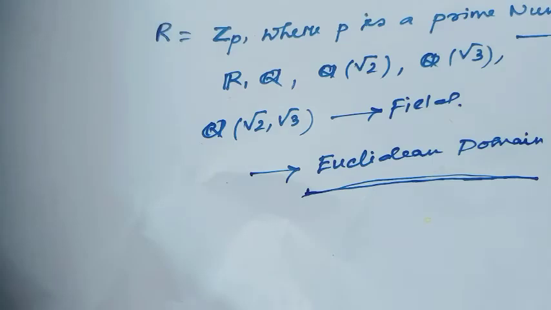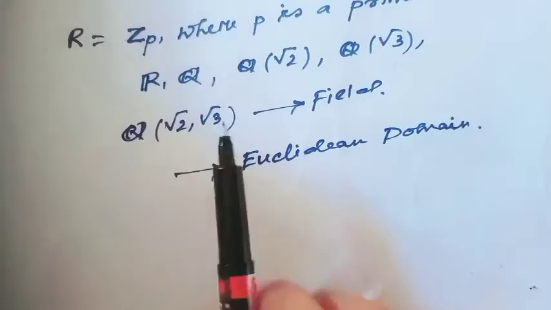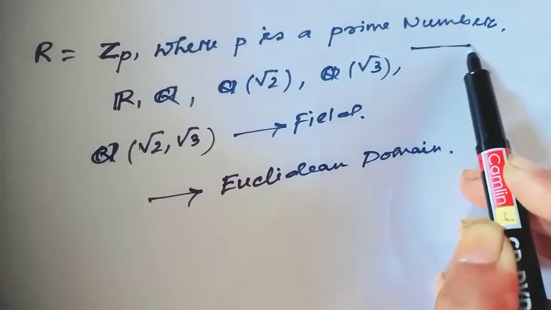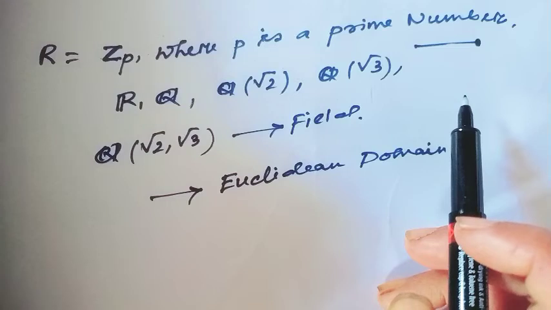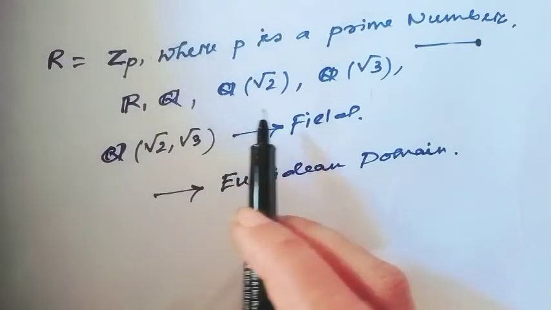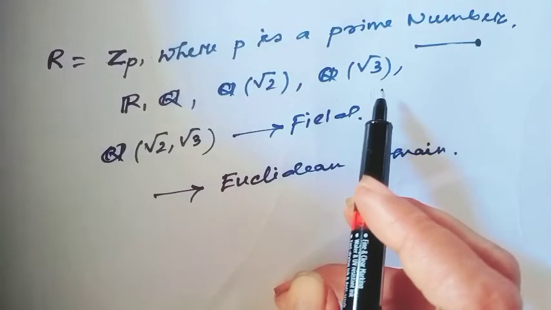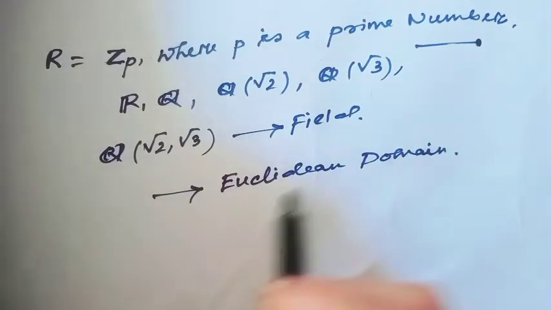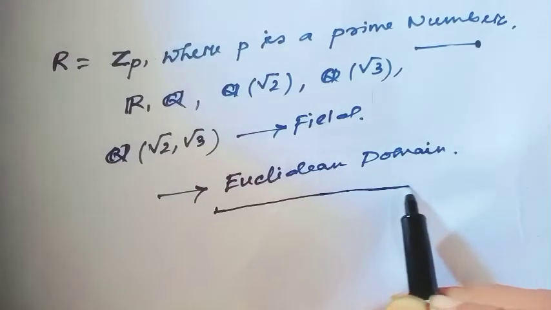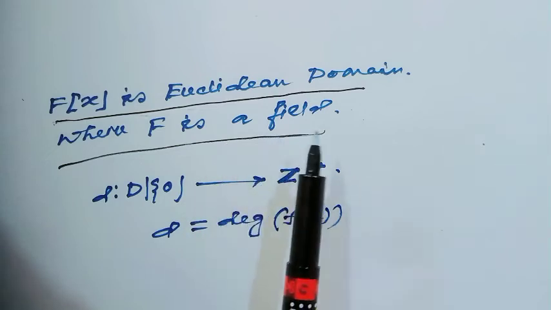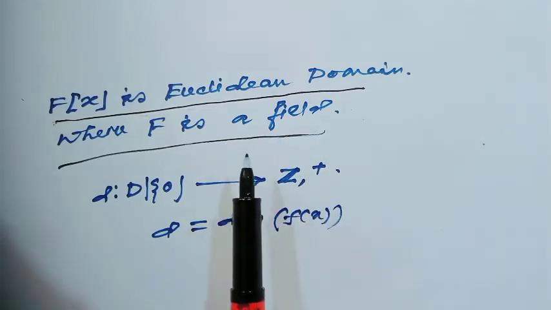Since a field is a Euclidean domain, if we consider Z_p where p is a prime number, since this is a field, obviously this is an example of a Euclidean domain. Similarly, if we consider the real numbers, complex numbers, rational numbers, Q adjoined square root of 2, Q adjoined square root of 3, and Q adjoined both square root of 2 and square root of 3, all are fields. So obviously these are examples of Euclidean domains. Are you getting? Next example, the polynomial ring F[x] is a Euclidean domain where F is a field.